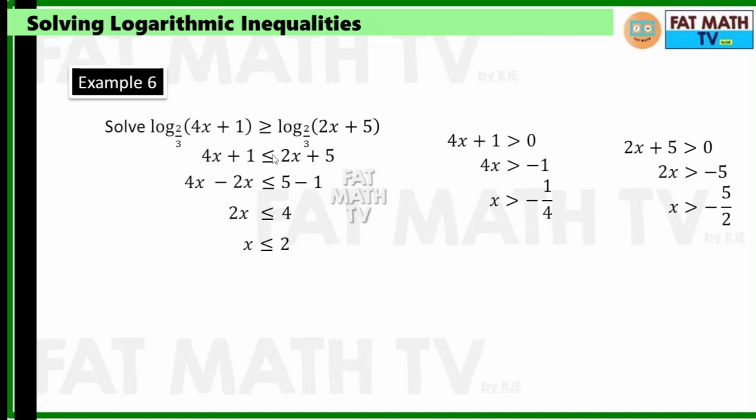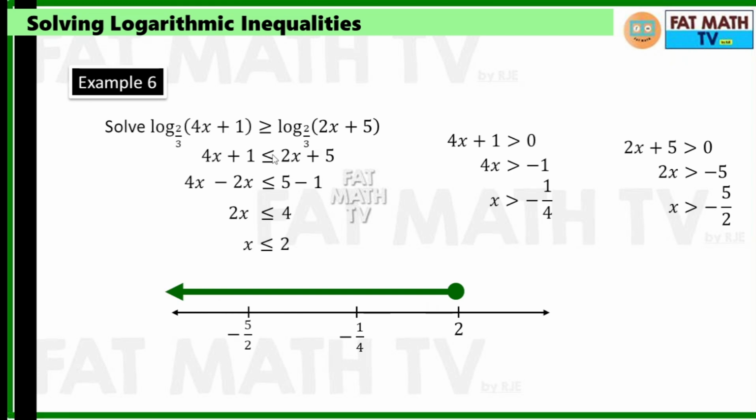Identify these numbers on the number line. The lowest is negative 5/2. Next is negative 1/4. And then the biggest is 2. Okay, x less than or equal to 2, so from 2 to the left. x greater than negative 1/4, so from negative 1/4 to the right, but negative 1/4 is not part of the solution, so hollow circle. And then x greater than negative 5/2 is also to the right.